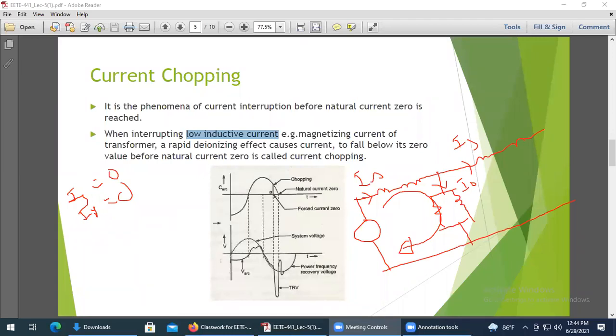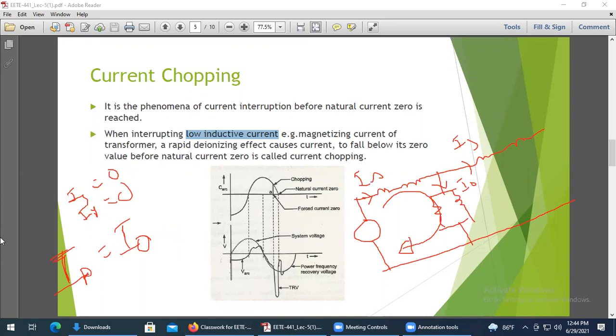Yes, sir. So from this equivalent circuit diagram, we can simply say that in the case of an unloaded transformer, if the secondary terminal is open, the primary current is not zero. In fact, the primary current is equivalent to the magnetizing current. That is the low inductive current we are talking about, or magnetizing current.